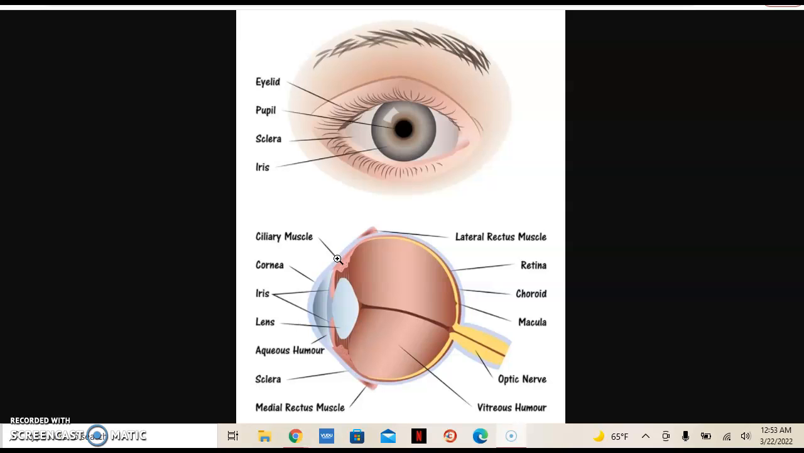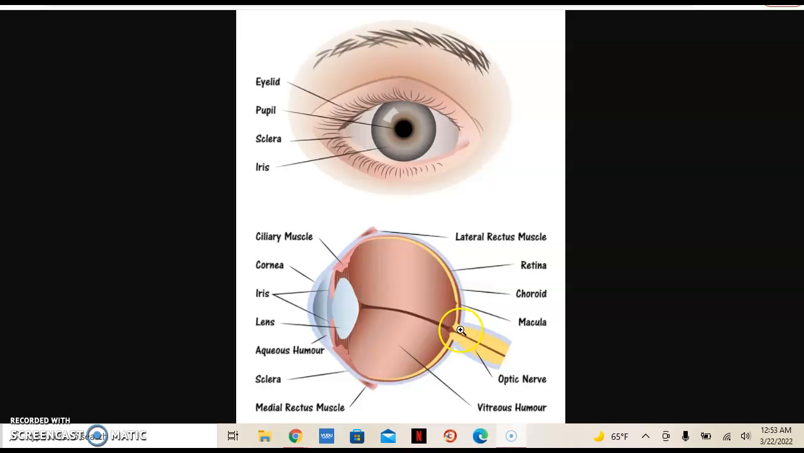The retina. The retina is this back portion here. The retina lines the back portion of the eye. It consists of photoreceptors that process visual information and is also responsible for light and sends signals to the brain where visual information can be recognized.